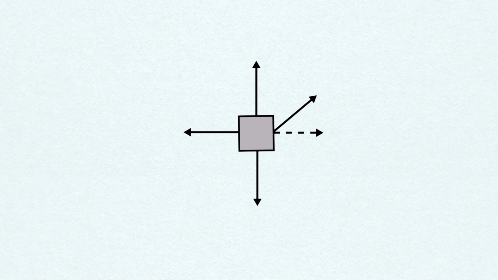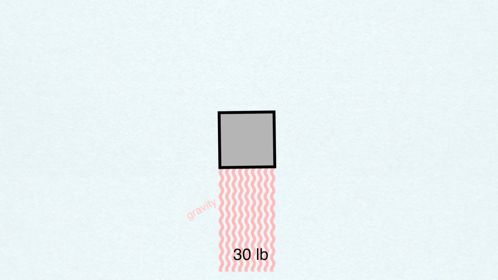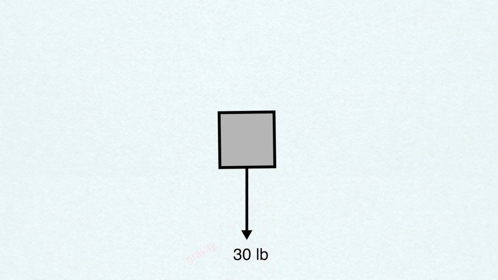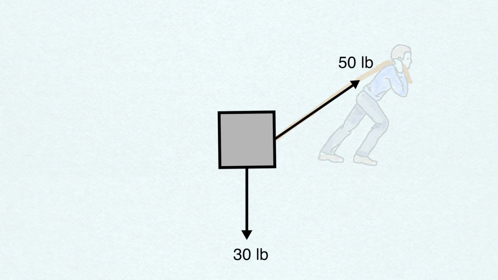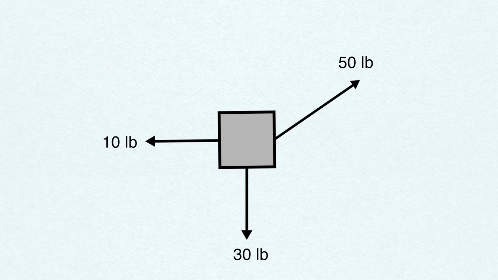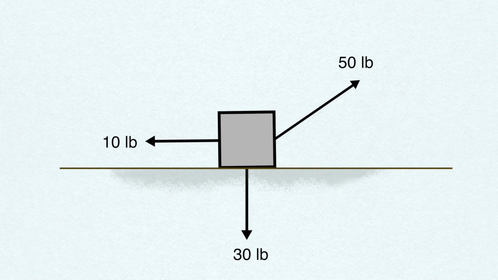So you can sort of get a visual representation of what's going on in a situation when it comes to forces. So maybe you have an object with, let's say, 30 pounds of force because of gravity. Then let's say a man is pulling the object with 50 pounds of force and the rope is pulling in this direction. And then let's say we have 10 pounds of force acting in the backwards direction because of friction opposing the man pulling the object.